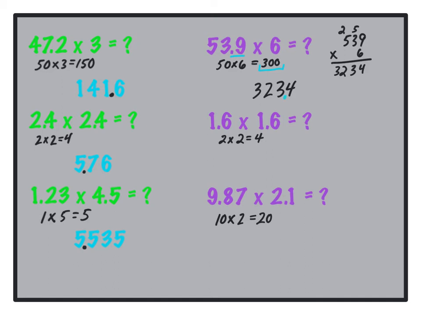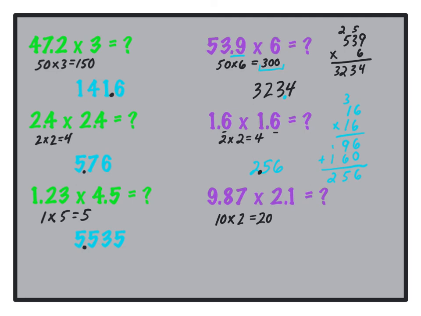Now for our next one here, we ignore the decimals, it's 16 times 16. 6 times 6 is 36, write my 6, carry the 3, that gives me 9, add my 0, then I go 1 times 6 is 6, and 1 times 1 is 1, and I add these up. I get 256, but remember it's not 256. I have to come in and put that decimal point in. My estimate said 4, and I had 2 numbers to the right of the decimal in the question. Therefore, I should have the same in the answer.